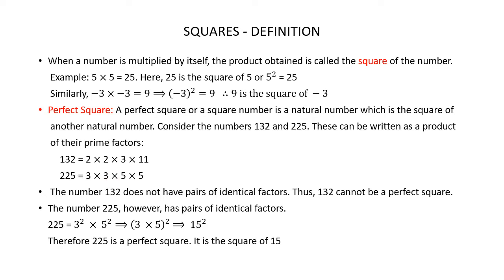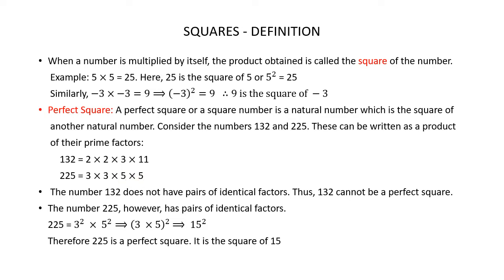When you look at the number 132, you can see that it does not have pairs of identical factors. Although 2 is a pair of identical factors, you can see that 3 and 11 do not have identical factors. So 132 is not a perfect square. However, the number 225 has pairs of identical factors. 3 multiplied by 3 is one pair of identical factors. 5 multiplied by 5 is another pair of identical factors.